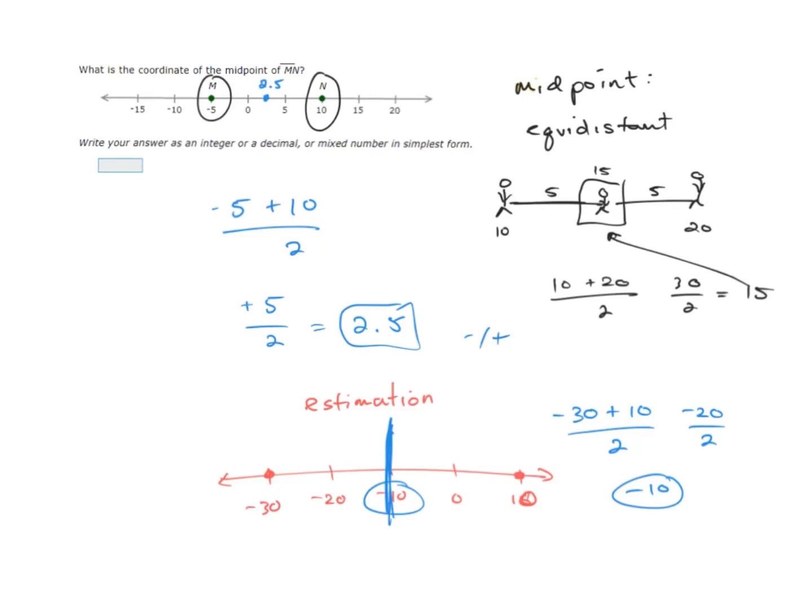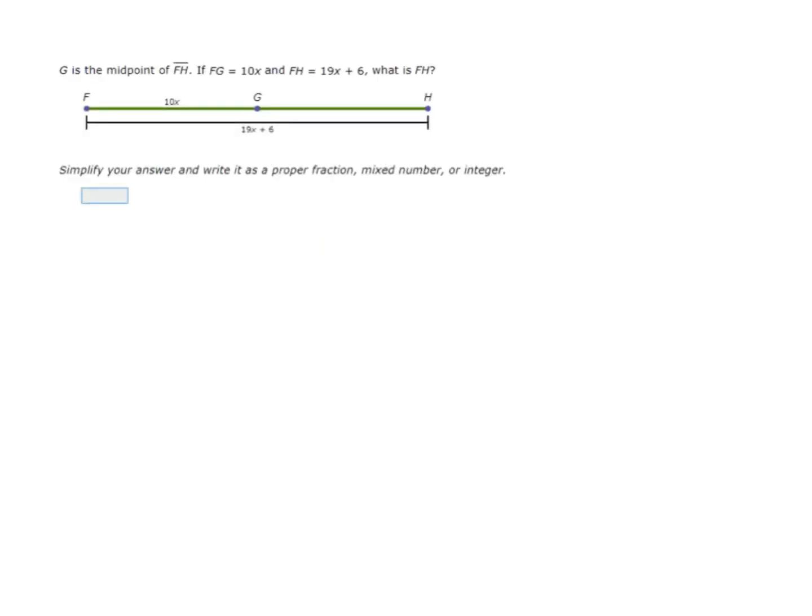Problems tend to be relatively easy, but here's a good problem. I like to skip to the algebra. The algebra comes into play. It's got multiple layers on it. Okay, what do I do now? So you have FG. I'm going to talk a little bit about this. You have FG, which is 10x. We know that. FH is 19x plus 6.